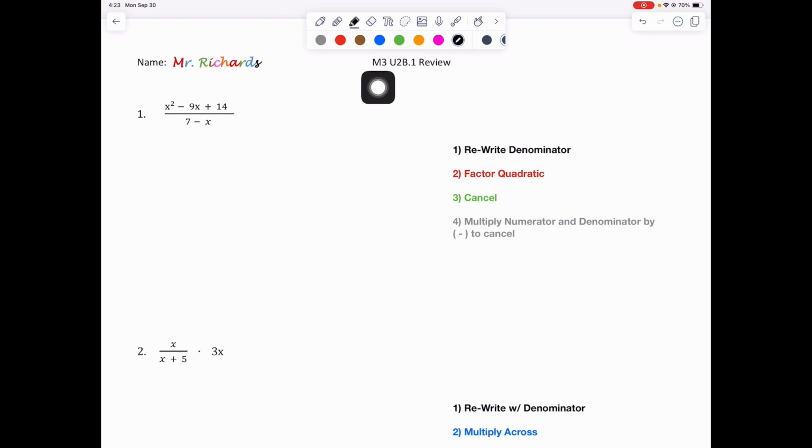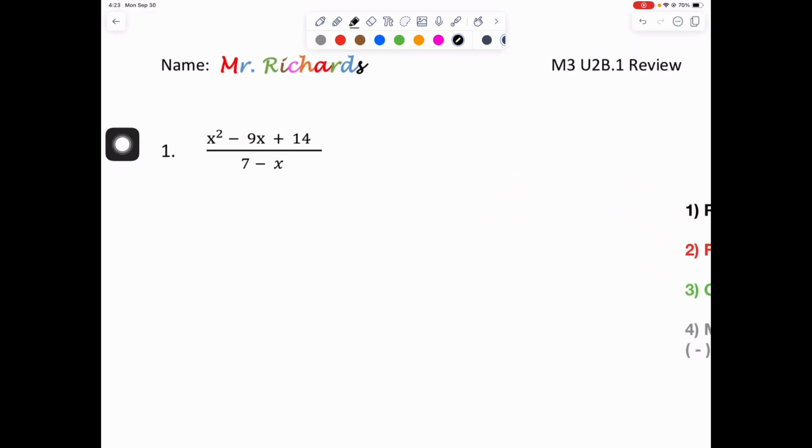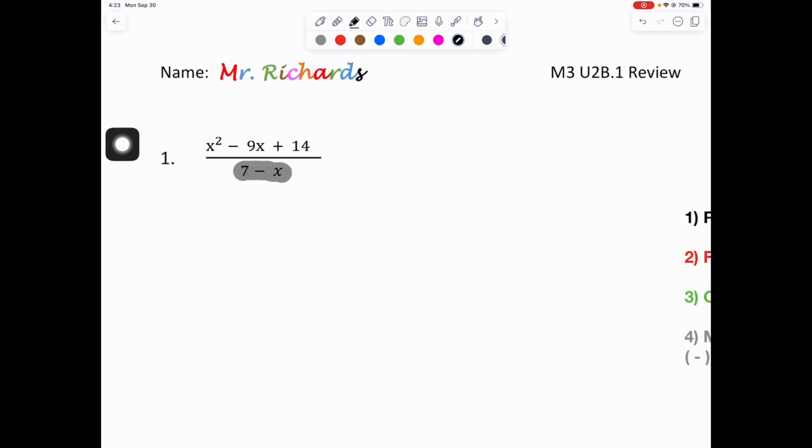All right, for our Math 3 Unit 2B.1 review, we will be simplifying rational expressions. Number 1, x squared minus 9x plus 14 is set over 7 minus x. That doesn't look to be in a standard form. So number 1 says to rewrite the denominator. Let's zoom on in. Let's highlight that denominator of 7 minus x. When we rewrite this, we will also rewrite the numerator as well.